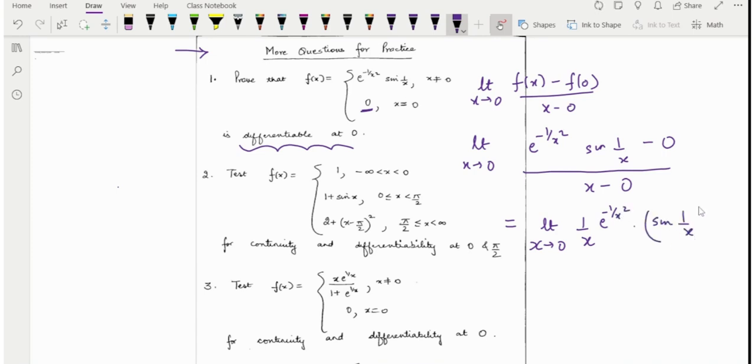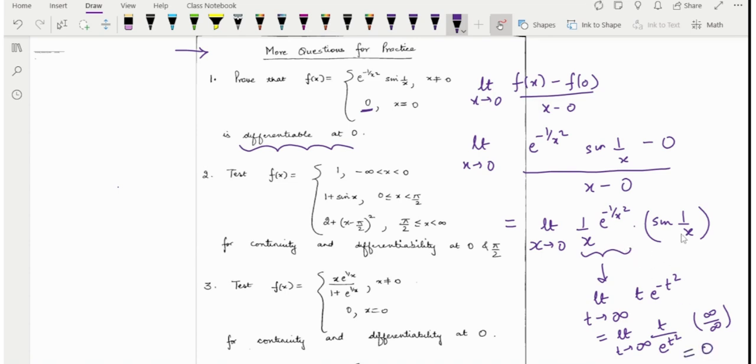It is easy to see that this limit is 0 because you can rewrite the limit as t tending to 0 of t e to power minus t square, or you can rewrite it as the limit of t upon e to power t square. Sorry, not tending to 0, tending to infinity, because I have substituted 1 by x as t. So since x was tending to 0, t is tending to infinity. So this is an infinity by infinity form, which on one application of L'Hopital rule gives you that the answer is 0.